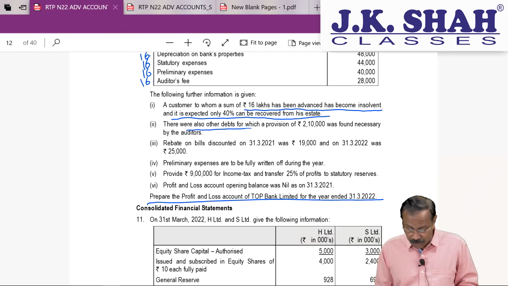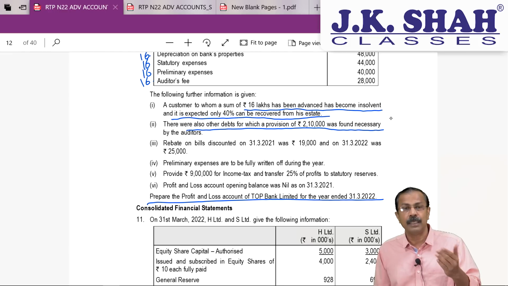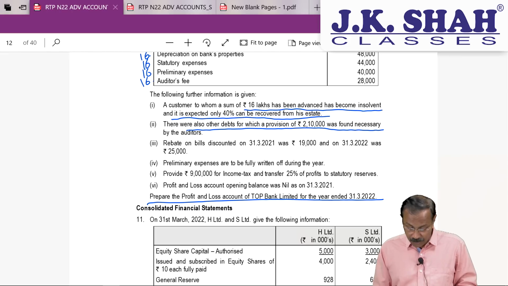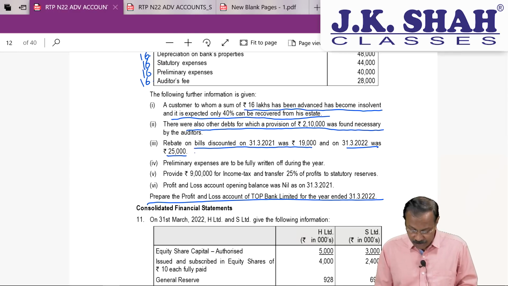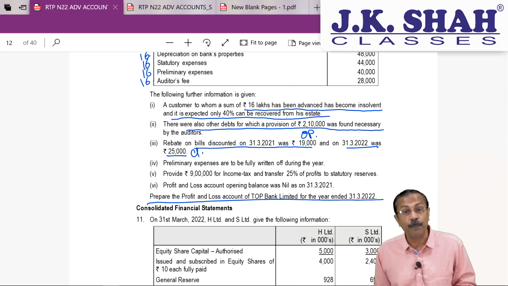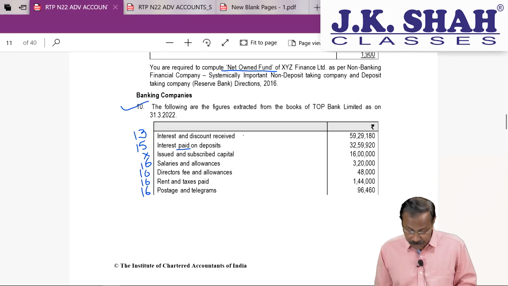There were also other debts for which a provision of 2 lakhs 10,000 was found necessary by the auditors. All this will come in your provisions and contingencies. Rebate on bills discounted on 31st March 21 was 19,000 and 31st March 22 is 25,000. This is closing and this is opening. See your incomes first, received. To this, what I am going to do is add opening minus closing rebate.